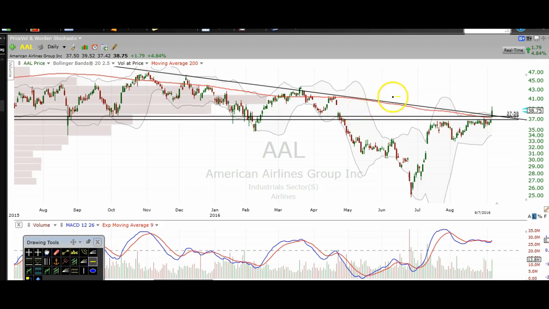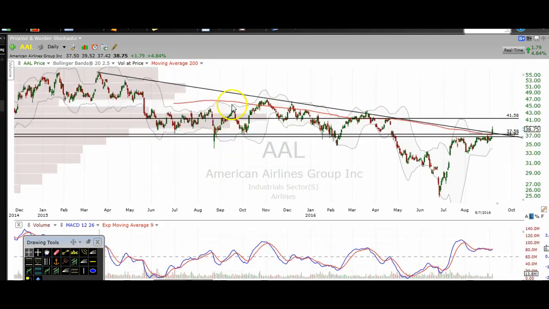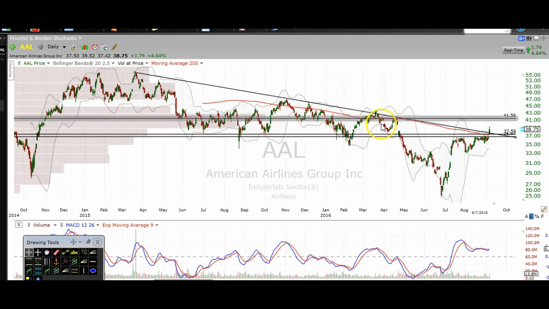The next resistance you're going to want to look for is right around $41.50. You can see that we got rejected at this area before, and there's quite a bit of sideways trading within this area, so there's going to be a lot of resistance in that area. So just be aware of that, but definitely short term, I definitely think that American Airlines can head higher.